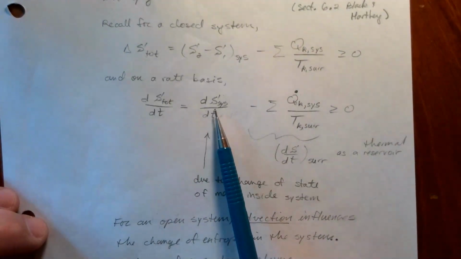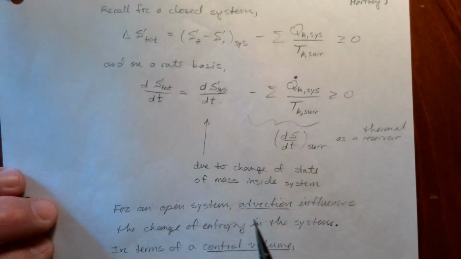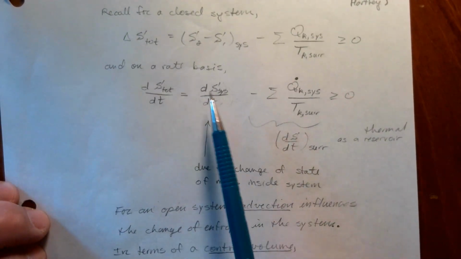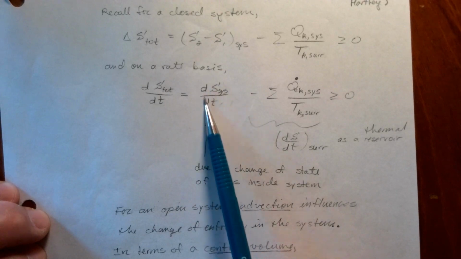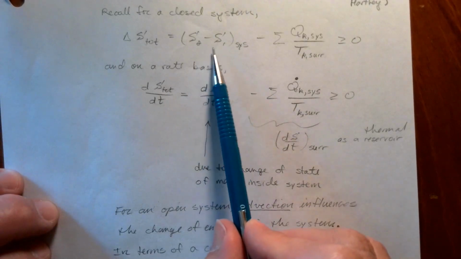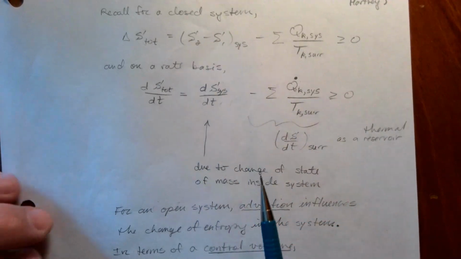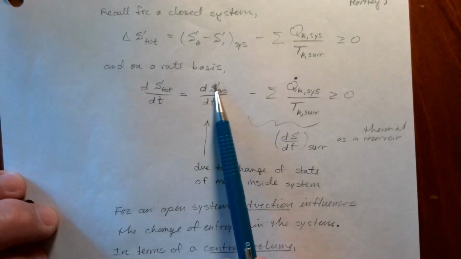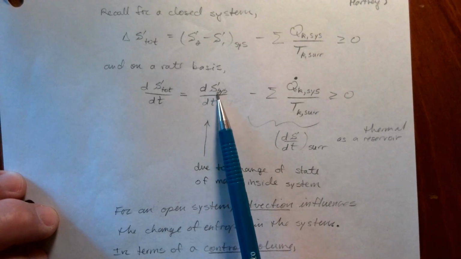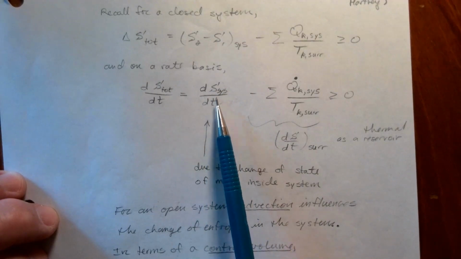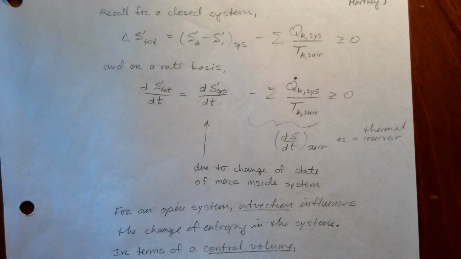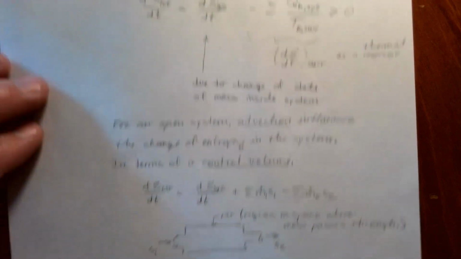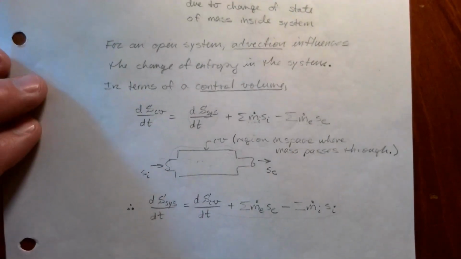Okay, what's inside here, the dS dt, that's due to the change in the state of the mass inside the system. Right, so up here that was m(s2 minus s1) for a fixed mass. All we're going to do now is recognize that that mass in the system, we want to convert this, instead of expressing that in terms of a fixed mass, we want to express this in terms of a control volume. And in a control volume, the mass is continuously being replaced. So that's the challenge.